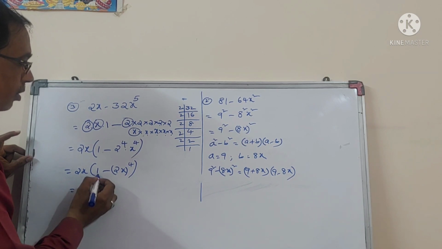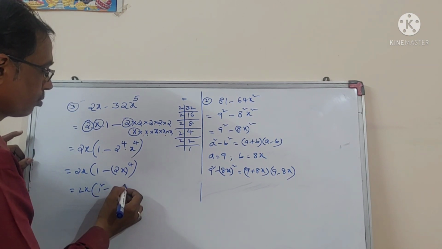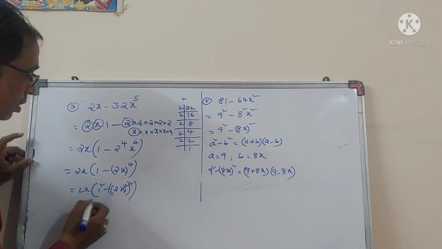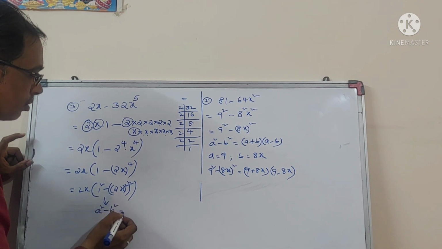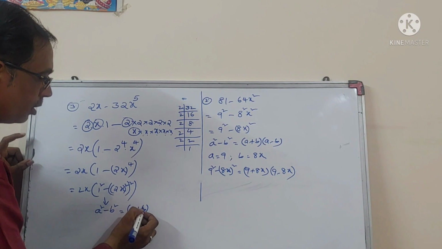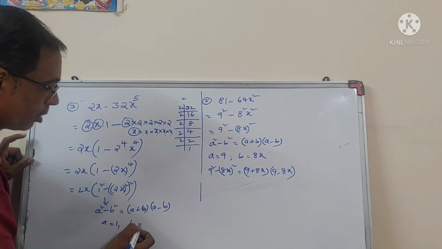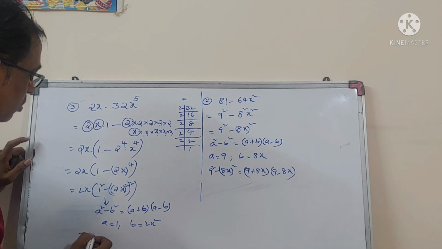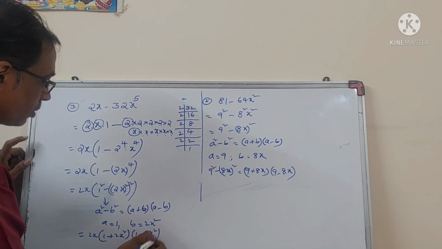And now we can make these two terms perfect squares. That is 1 square minus this 2x power 4 can be written as 2x square whole square. Now clearly it is in the form of a square minus b square. Now here we can apply the a square minus b square formula, that is a plus b into a minus b. So in place of a we have 1, in place of b we have 2x square. Now 2x into 1 plus 2x square into 1 minus 2x square.